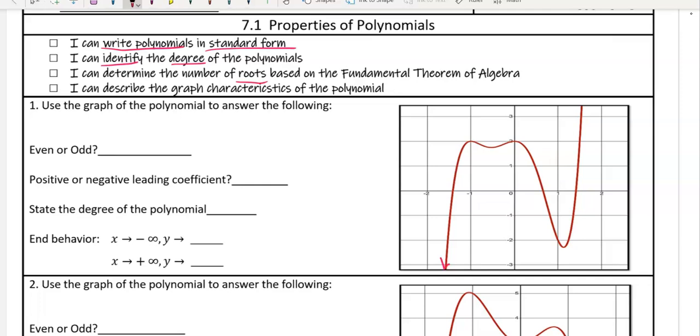So the first one is asking if this graph is even or odd. If the graph is going in two different directions, this is an odd graph. Now, if the graph had both of its arms going in the same direction, that would be considered an even graph. In this case, our arms are going in different directions, so it is odd.